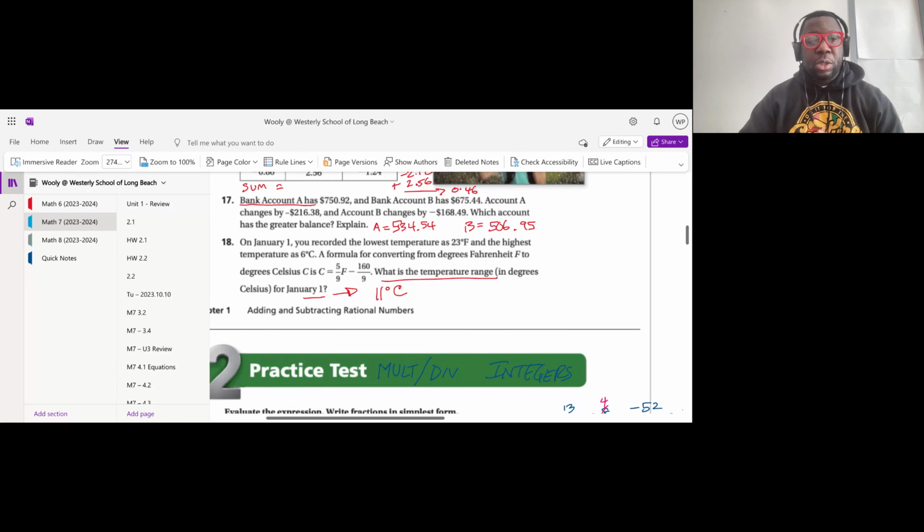And then last but not least, on January 1st, when we plug in 23 degrees Fahrenheit into the formula that we have here, we end up that on January 1st, the temperature was 11 degrees Celsius.